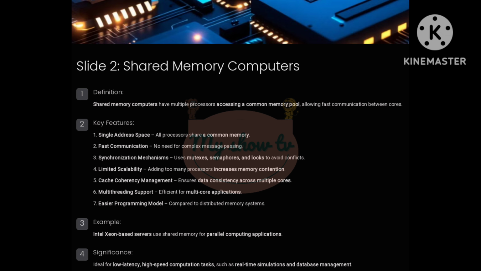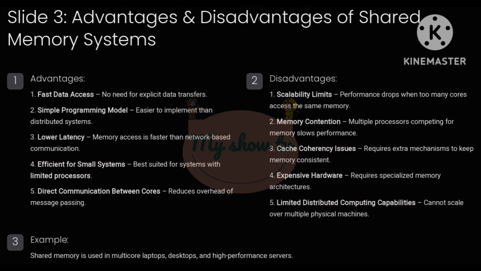Example: Intel's Xeon processors are widely used in shared memory servers that handle multi-threaded workloads such as databases and scientific computing. Significance: shared memory systems are ideal for low latency, real-time processing where tasks need fast access to a common dataset. Slide 3.